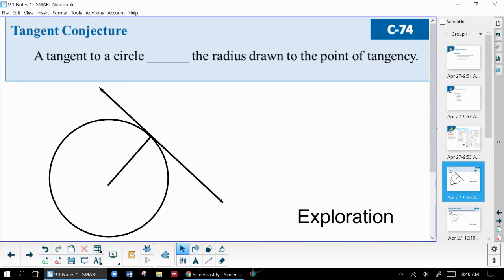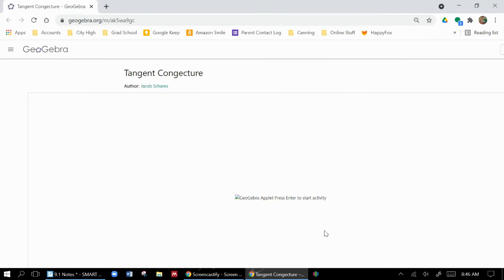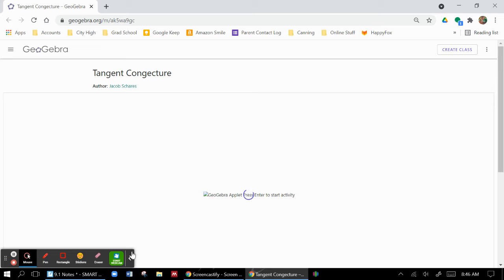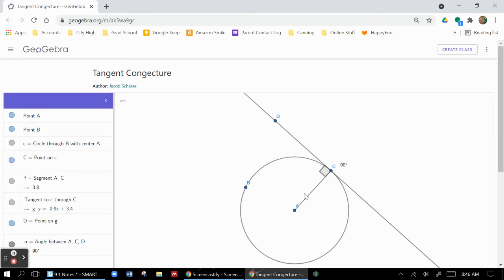Now let's take a look at the two conjectures we've got. We're going to go ahead and do these explorations here on GeoGebra rather than doing the constructions by hand. The tangent conjecture is talking about what happens when you have a tangent to a circle and a radius that connects to that tangent. You can see a picture of what that looks like there. So if we go ahead and click on this exploration, open that up. If it'll load for me, there it goes.